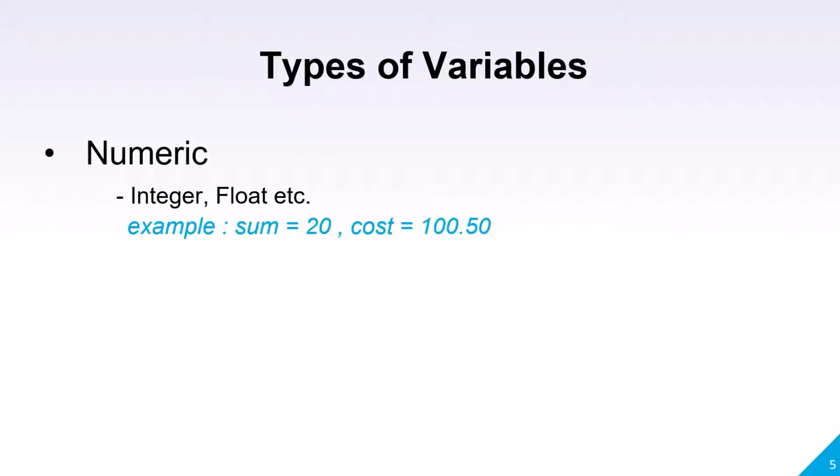numeric variable. Numeric variable, as you know, can be integer, floating point number, or double. For example, sum equal to 20. That means sum is an integer type of variable. Cost equal to 100.50. That means cost is a floating point type of variable.